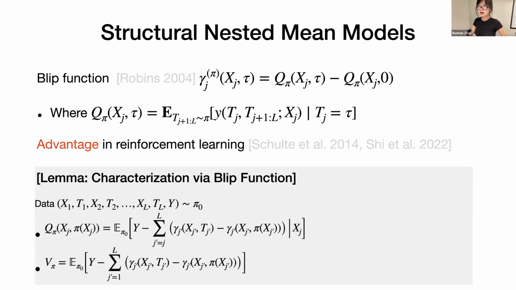And this will give us a very handy characterization of the Q value function and also our value function of policy pi here. Suppose we have some sequence of data, like episodic data, that has been collected by some behavior policy pi 0. Then the Q value function for an alternative policy pi can be reformulated in this way, and the policy value of the target policy pi can also be represented as this expectation.